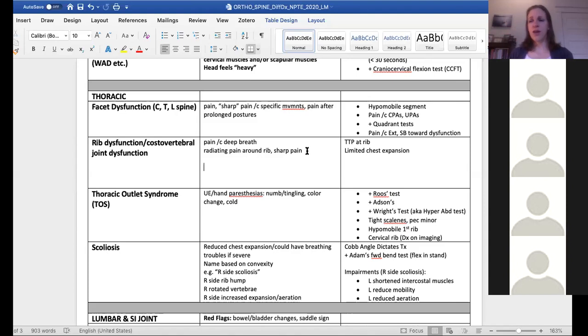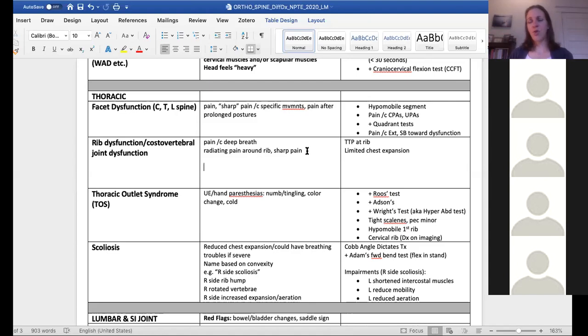So with facet, don't forget about your quadrant tests. So your combinations of extension and side bend combined, usually with overpressure is how it's described. So those would be your posterior quadrants, extension and side bend to the right, extension and side bend to the left, and your flexion quadrants.